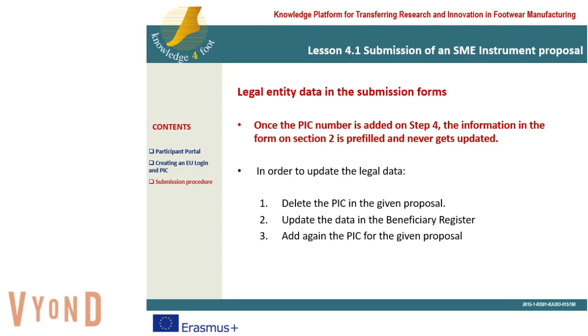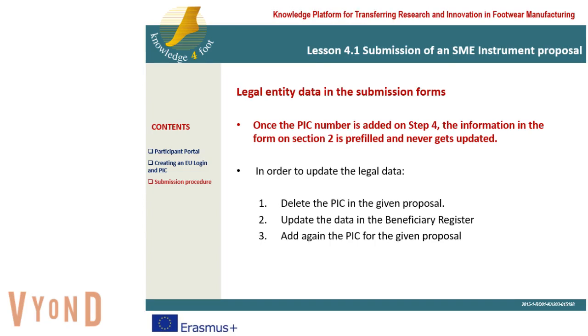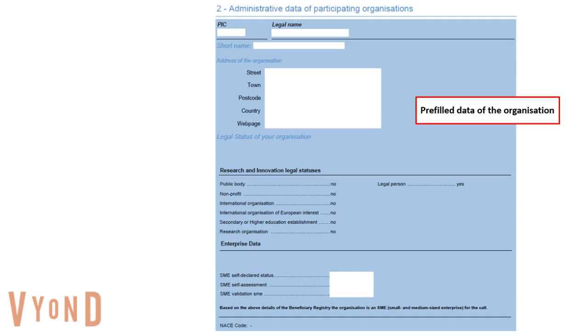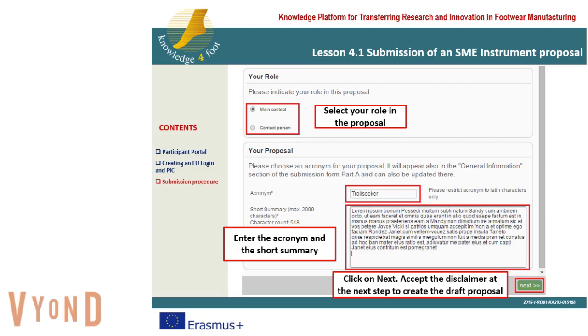Update the data in the beneficiary register. Add again the PIC for the given proposal. The administrative form shows pre-filled data of the organization in read-only mode. Select your role in the proposal, typically the top-level role, main contact. Enter the acronym. Acronyms can be changed later on by the proposal coordinator, by editing the administrative form in Part A. Fill in the summary field, click on Next and accept the disclaimer at the next step to create the draft proposal.